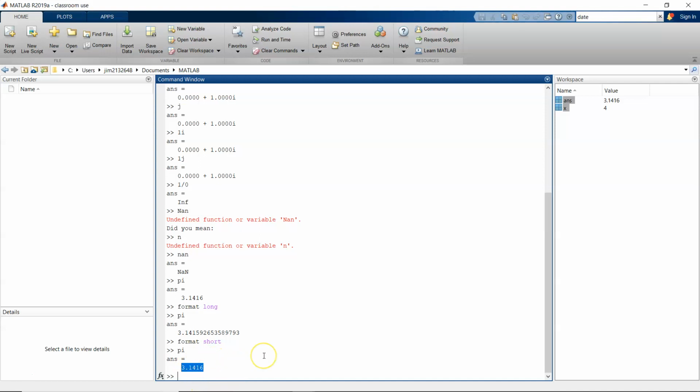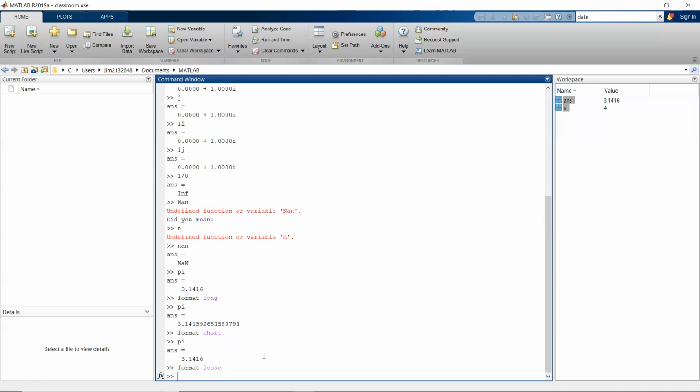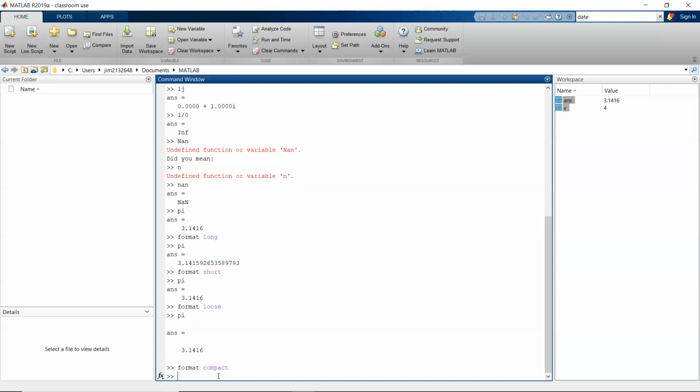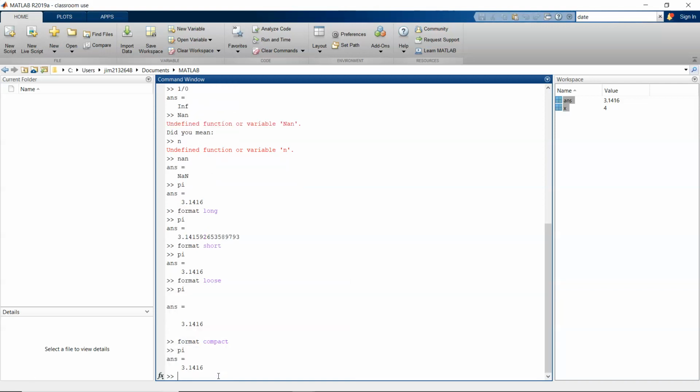Okay, another couple of format things. I'm on format compact now. The default is format loose, and let's see the difference. It's double spaced. Format loose gives you more white space. I like format compact because you can see more on your screen. It's single spaced.